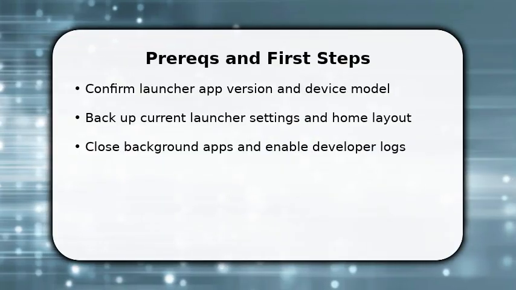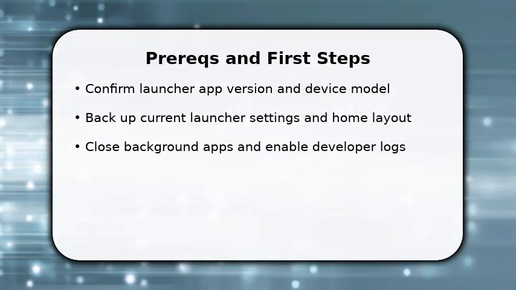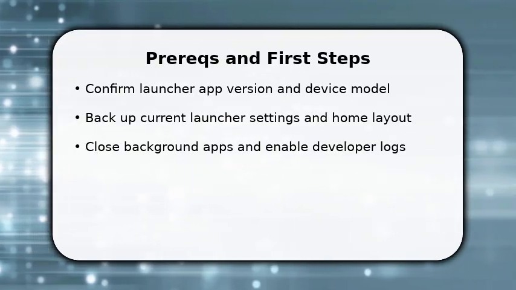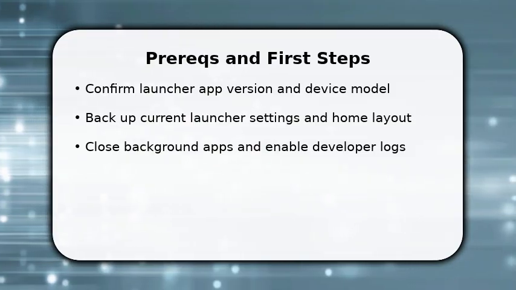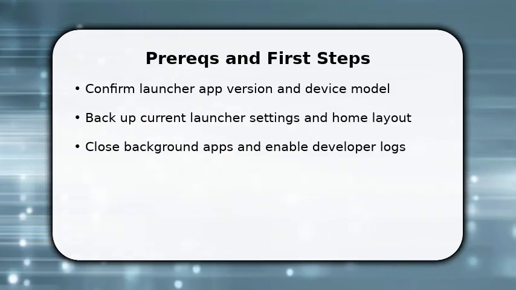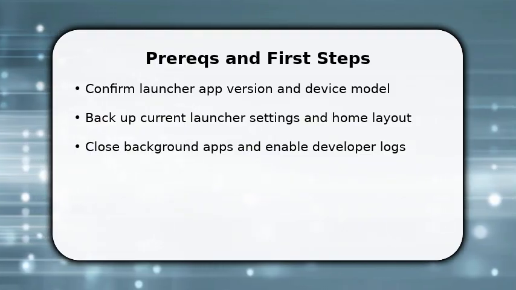You start by confirming the launcher version and device model so you apply the right fix. This prevents mismatched files. Once done, back up your launcher settings and export the home layout because restores save time if changes fail. Next, close background apps and enable developer logs so you can watch errors live. This helps you pinpoint where left or right launcher panels fail.